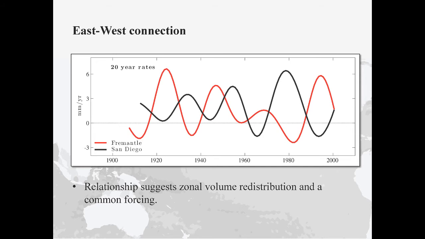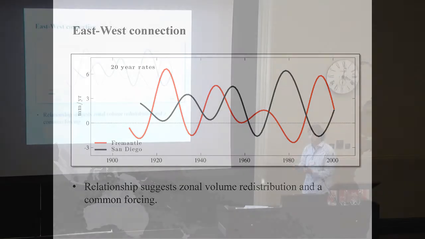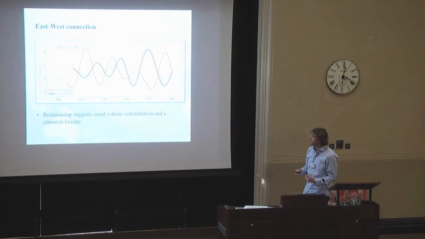What you get from looking at this is the idea that there's a historical relationship: when Fremantle sea level is rising faster, then San Diego sea level tends to be rising slower, and vice versa. So this relationship suggests that there may be some type of zonal volume redistribution across the Pacific, and there may be a common forcing between these two locations.